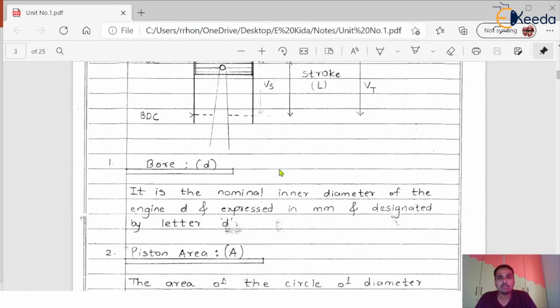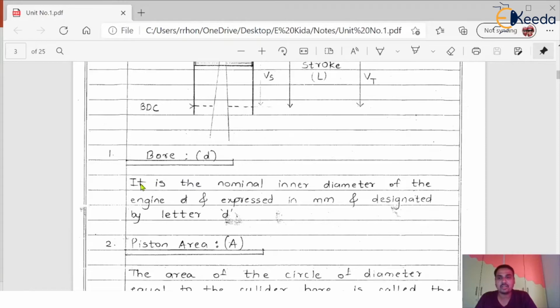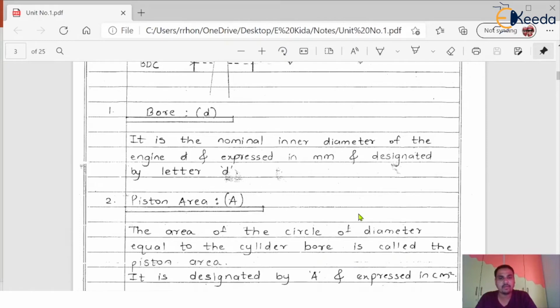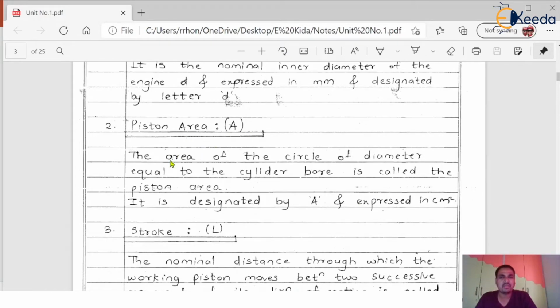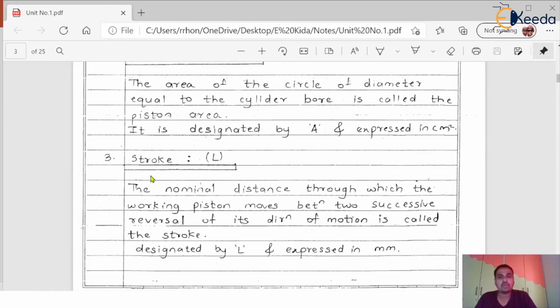So if you want to read the definitions, the theoretical definitions are present over here. Bore is the nominal inner diameter of the engine, expressed in mm and designated by the letter D, as we discussed with the help of the PPT itself. Now the piston area means the area of the circle of diameter equal to the cylinder bore. It is designated by capital letter A and expressed in centimeter square, because this is an area. Similarly, stroke length is expressed with the letter L and in mm, as we discussed.